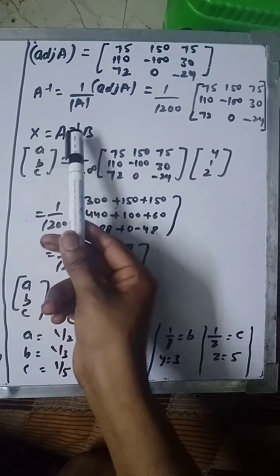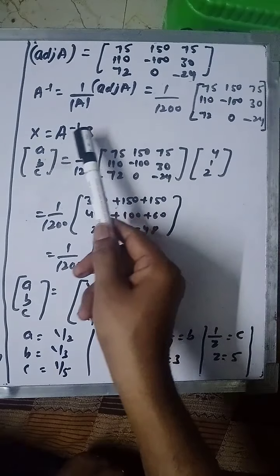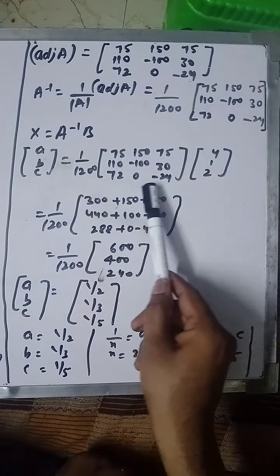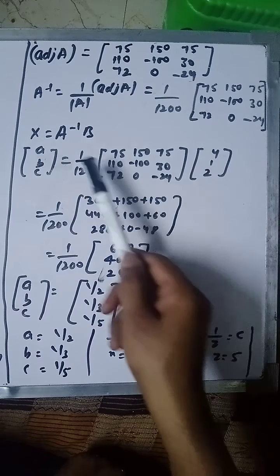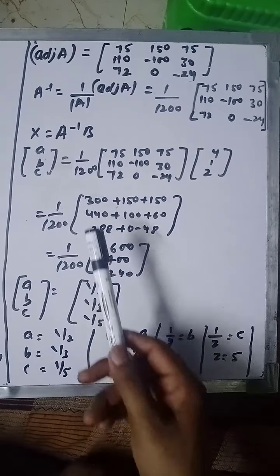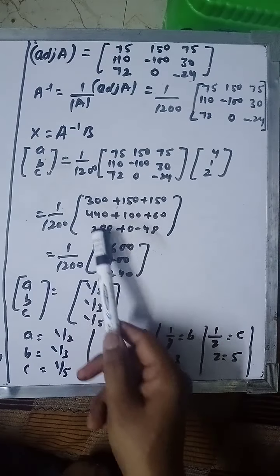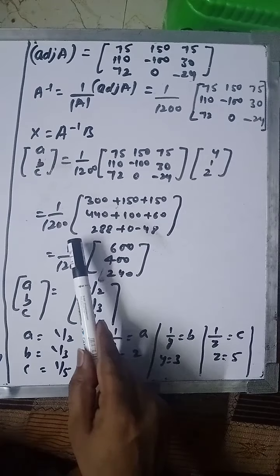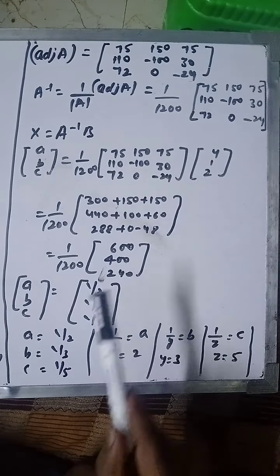This is our formula, X is equal to A inverse B. So this is your A inverse, and this is your B matrix. At the place of X, I'm writing a, b, c. Now you have to multiply these two. After multiplication you will get this, and 1 by 12 remains the same, you have to copy it. After solving this you will get 600, 400, 250.